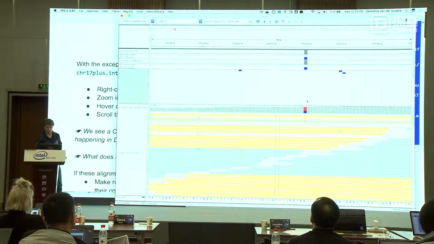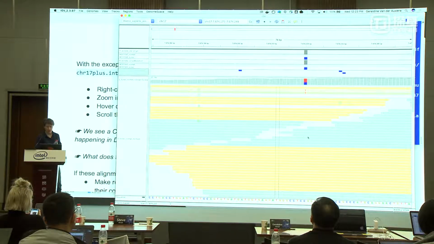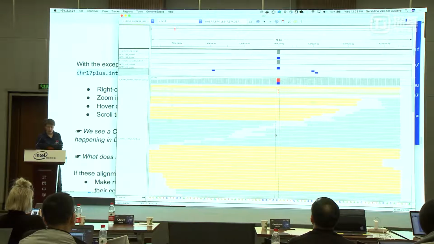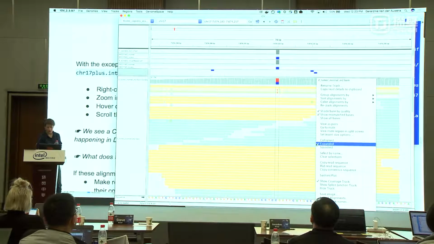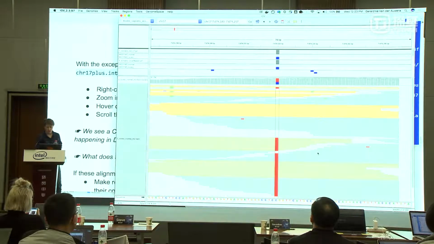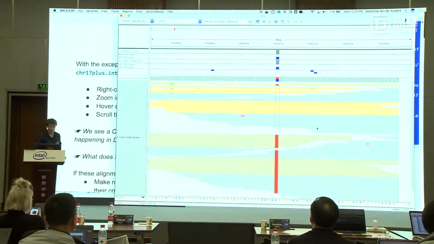Now that I'm zoomed in, I don't need to have it quite as large. Okay. Looking at this site in the middle here, I'm also going to squish the display of the BAM files, for now.